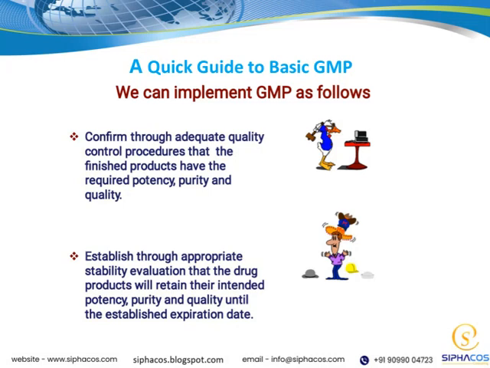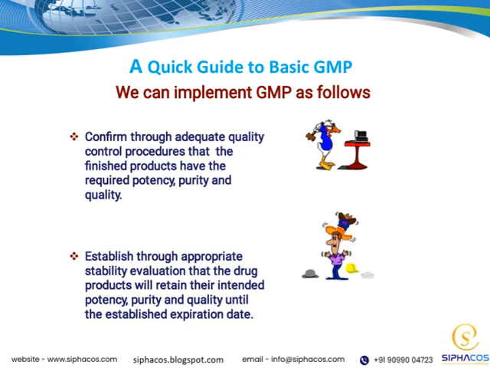Let's take a quick look at a basic guide to good manufacturing practices, or GMP. This is really the foundation for ensuring quality and safety in our production processes. First, GMP emphasizes the importance of a clean and hygienic environment. This helps prevent contamination and maintains product integrity. Next, it highlights the need for proper equipment maintenance and calibration, so everything functions correctly and consistently.